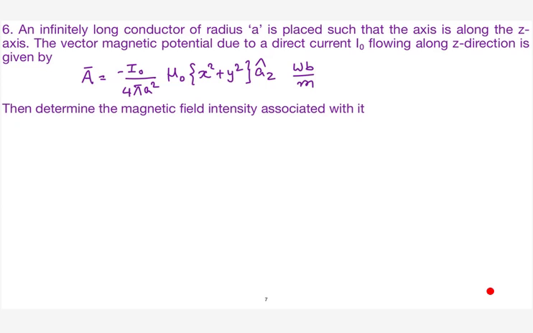See that? And so there is an infinitely long conductor of radius a placed such that the axis is along the Z axis. You can see here it will be Z axis, and the vector magnetic potential due to a direct current I0 flowing along the Z direction is given by this one. So this is a magnetic vector potential, and determine the magnetic field intensity associated with that.